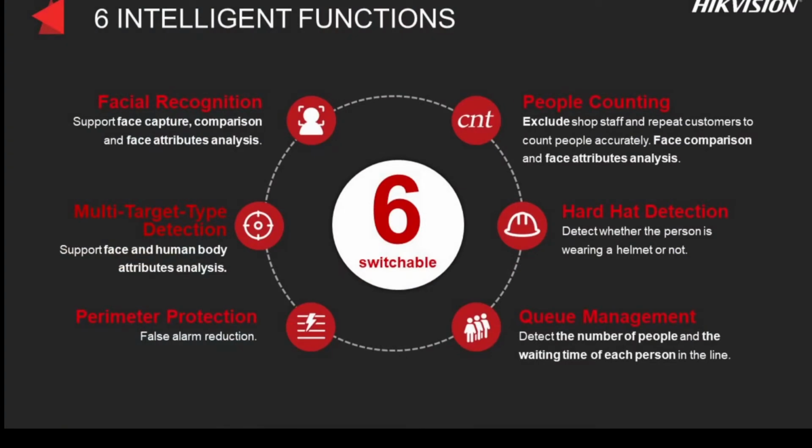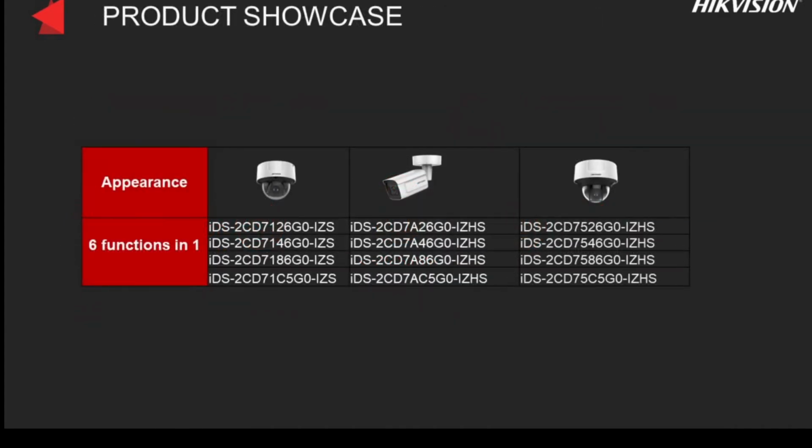We're going to cover facial recognition today, but they also support people counting, hard hat detection, queue management, perimeter protection, and multi-target type detection. We'll cover those in separate videos. There are currently 3 camera types in the 7 series range. We have an internal varifocal dome, an external varifocal dome with a built-in heater, and an external varifocal bullet also with a built-in heater. These are all available in 2, 4, 8 and 12 megapixel versions.